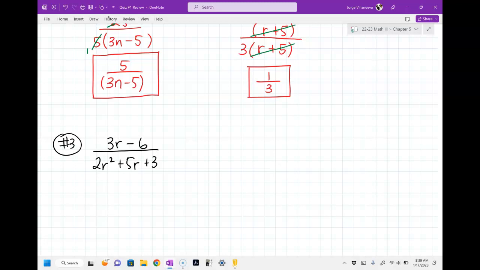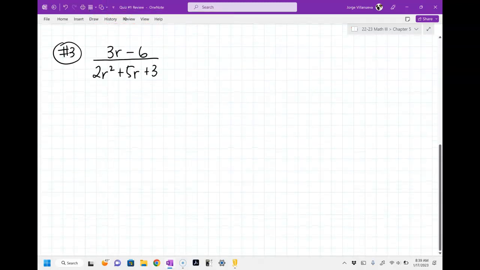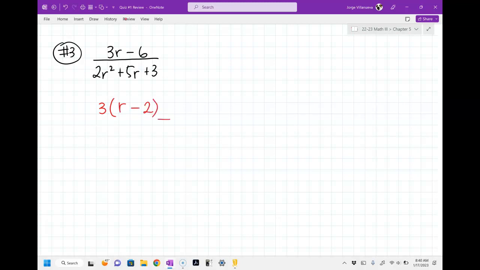So now we're going to move into some trinomial factoring. So that's only on the bottom. On top, we'll do that right now. So first question you ask yourself on top is, do they have anything in common? Well, the 3 and a 6 have a 3 in common, right? So we'll take out a 3. On the inside, what's left is an r minus what? 2, right? So there we go.